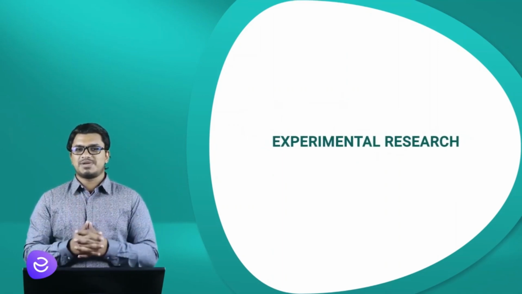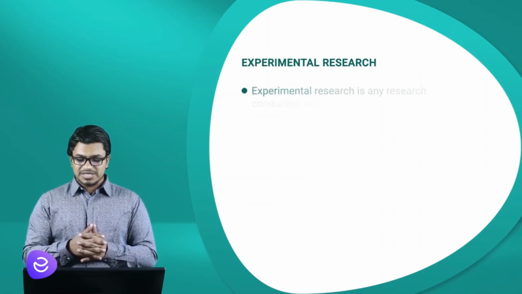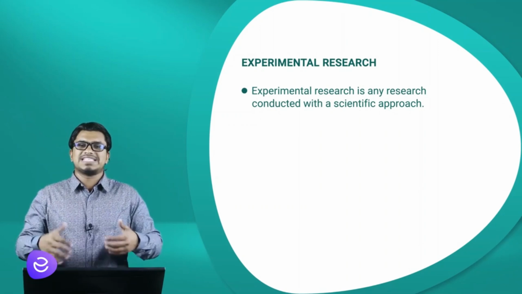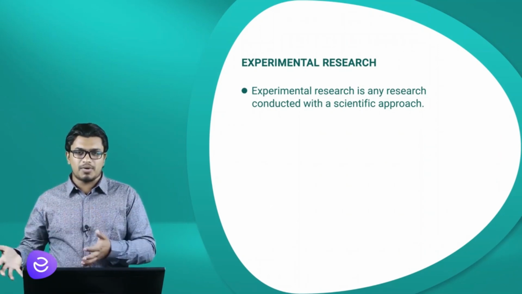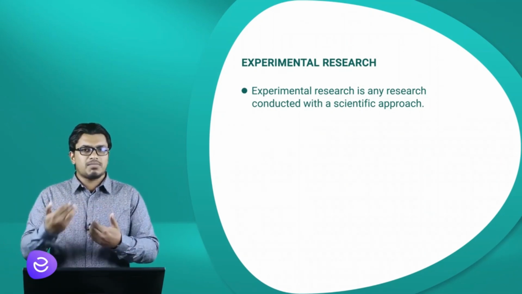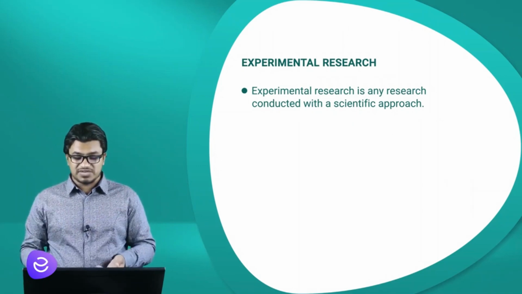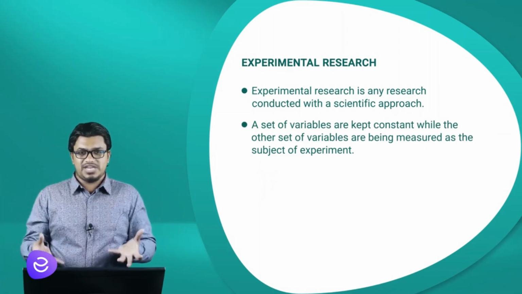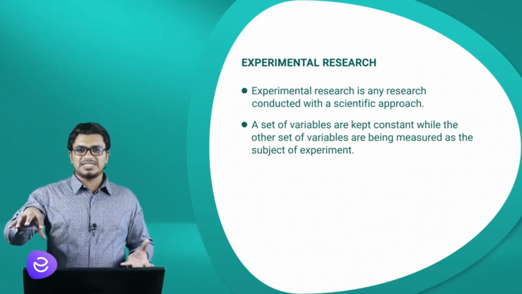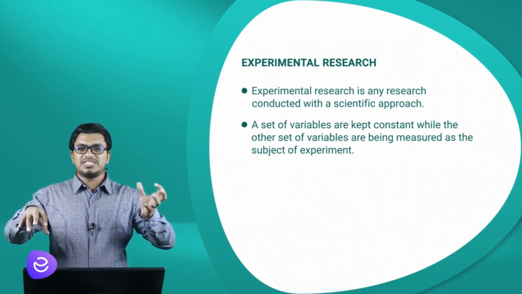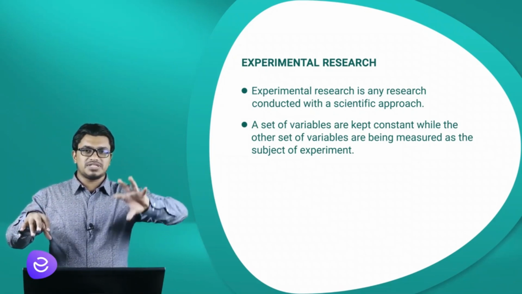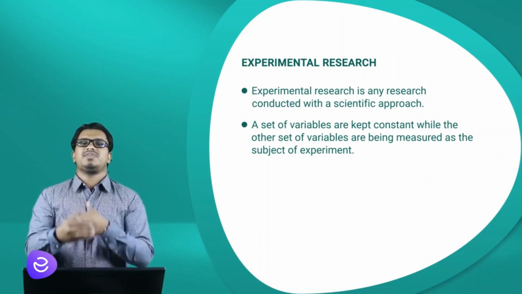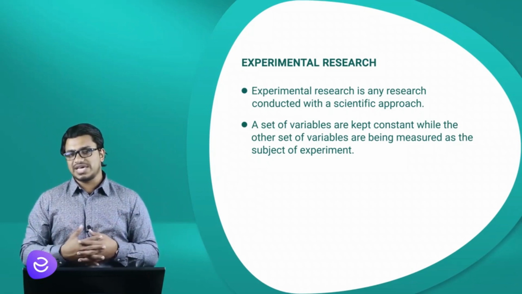The last one is experimental research. Experimental research means research conducted with a scientific approach. We are experimenting just like we experiment in a laboratory. So we are experimenting with numbers, or maybe with qualitative data, whatever it is. What we try to do is take some variables. One variable will be kept as it is, the other variable we try to change, and then we try to understand whether the change in this variable will actually cause a change in this. So we keep on experimenting until we get a result.